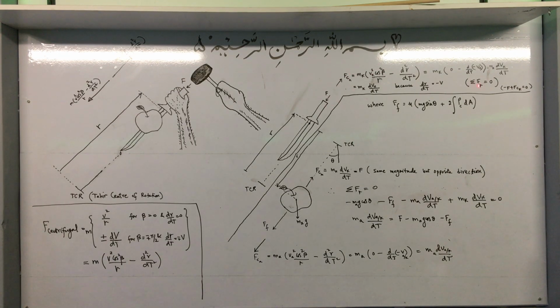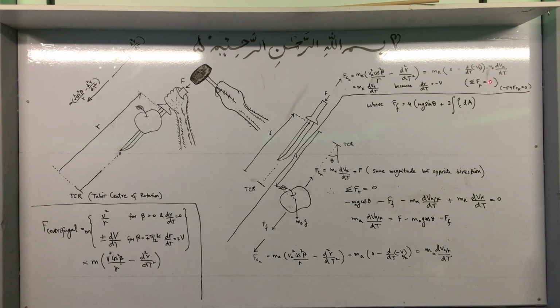So summation of R, this is R from the Tahir center of rotation, the distance along the line of action of most of the forces, the direction is R. So summation of R is equal to 0, minus F, the mechanical force, plus FCK, the centrifugal force in the knife. The centrifugal force in the knife is given by V square over R for beta equal to 0 and dr over dt equal to 0, and plus minus dv over dt for beta equal to minus plus pi by 2, and dr over dt equal to minus plus v. When this is positive, these two are negative. When this is negative, these two are positive. So that's how we break it up into two parts.